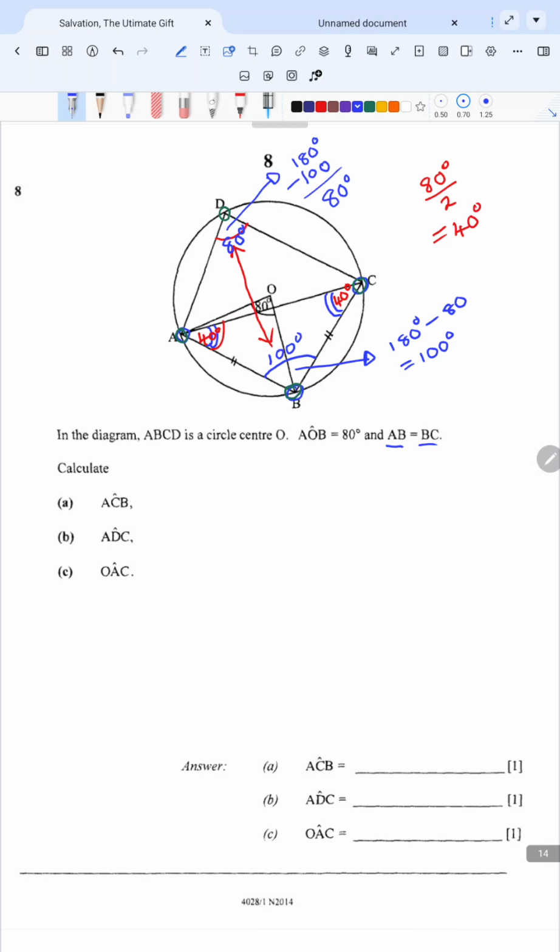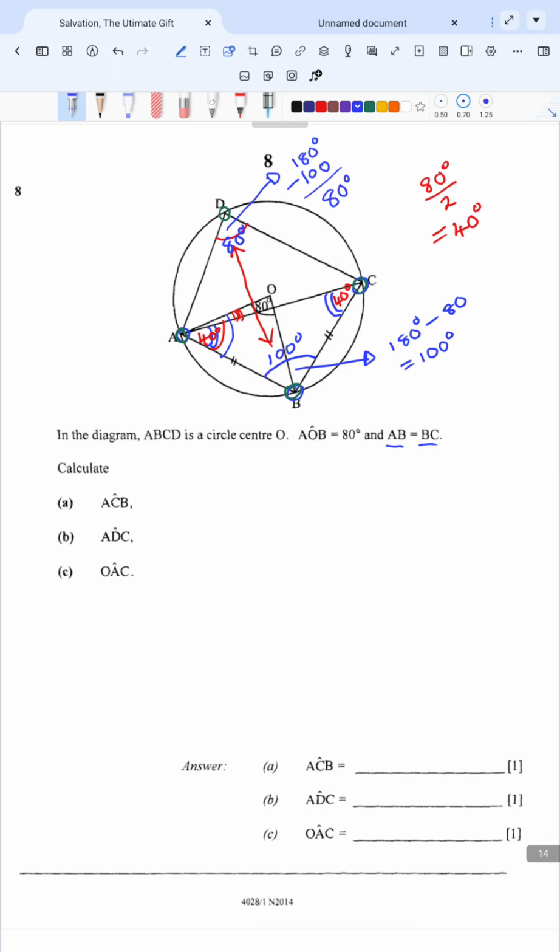We move on to part C. Calculate OAC. Where is OAC? Right. So OAC is referring to this small angle here. Let me put 3 arcs here. This is OAC. So to find OAC, you need to calculate this angle OAB, which covers the required small angle together with the 40 degrees below. How do you find that angle?